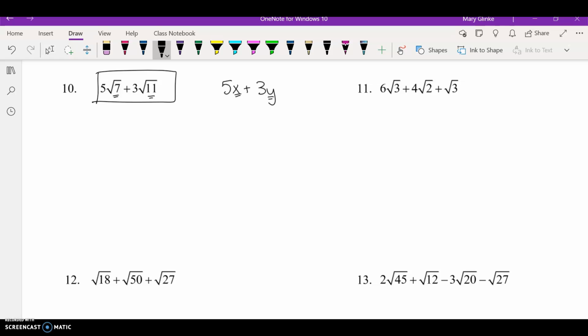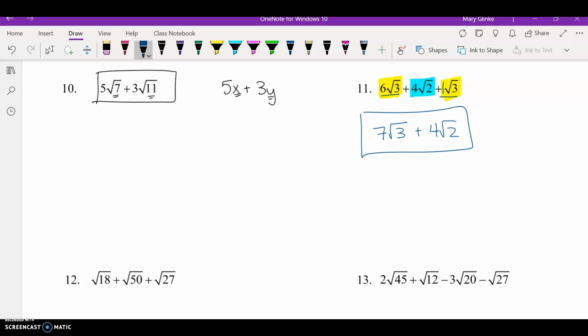Sometimes for number 11, parts of this simplify, but other parts don't. So once again, you have to identify like terms. So 6 root 3 has another radical to combine with, but 4 root 2 does not. So in this case, what we'll do is 6 root 3 plus 1 root 3 to get 7 root 3. And then our other term would be 4 root 2. So you just write them out separately, and you don't end up combining them at the very end because it's root 3 and root 2. You only combine the ones that are alike.